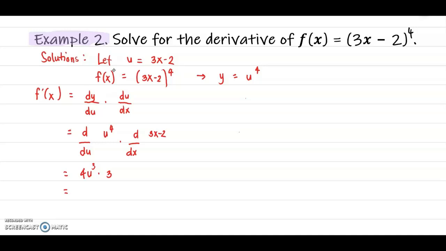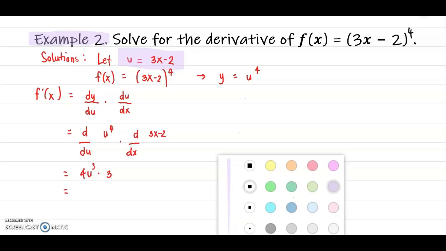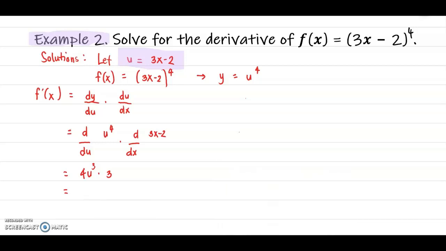Next, substitute your value of u defined here, 3x - 2. So we have 4 times (3x - 2)^3 times 3. Multiply, we have 12 times the quantity (3x - 2)^3. And that is already your derivative.